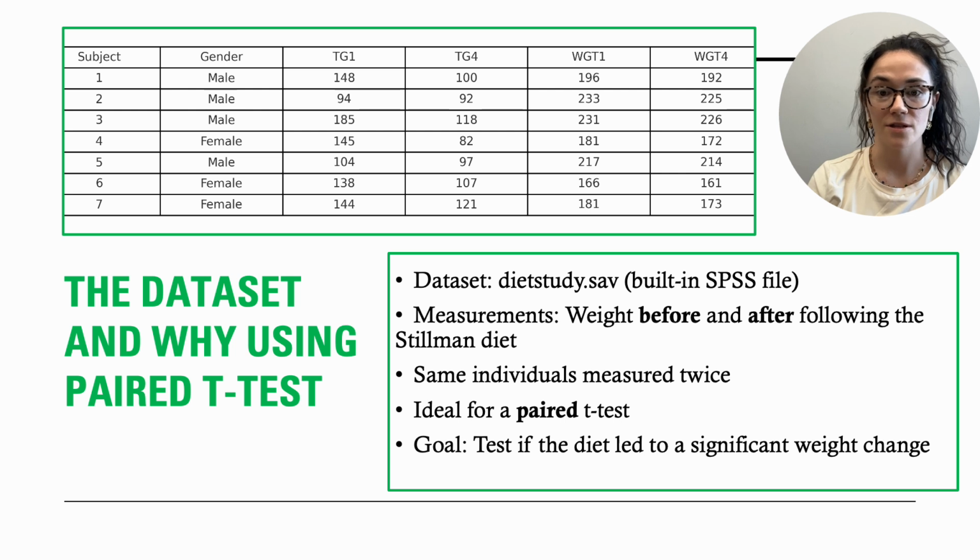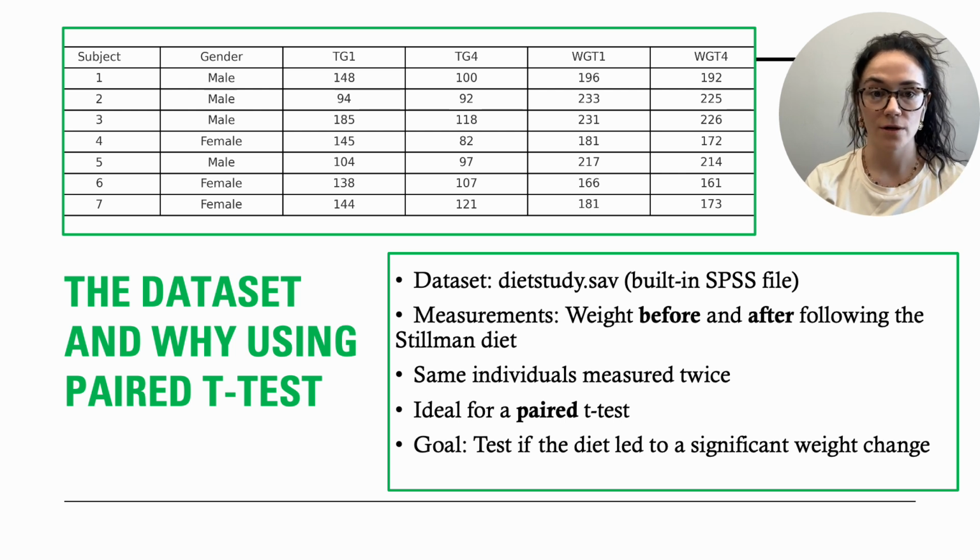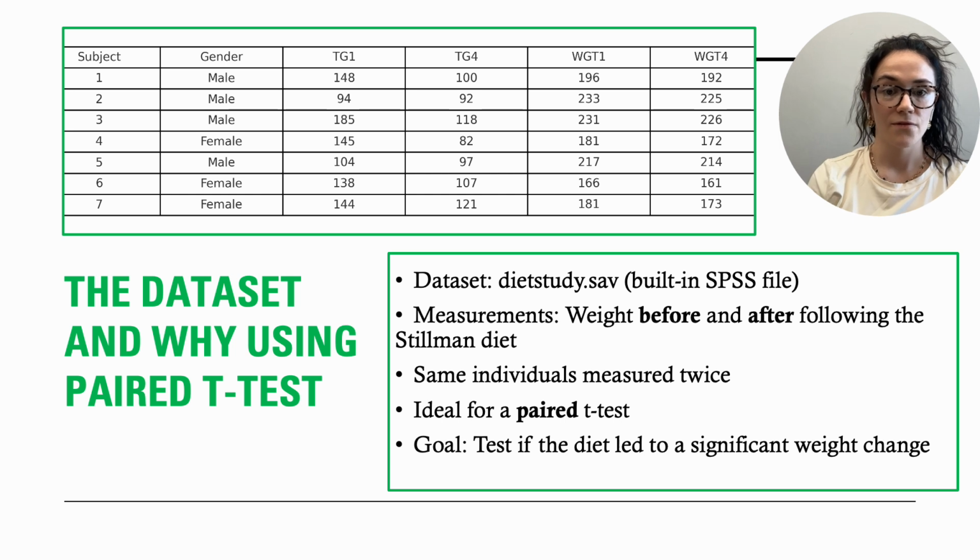TG1 is their level at the start of the study, and TG4 is their level at the end after completing the diet. Finally, we have weight 1 and weight 4, which show the participants' weight at the beginning and end of the study. Weight 1 is their starting weight, and weight 4 is their weight after following the diet.